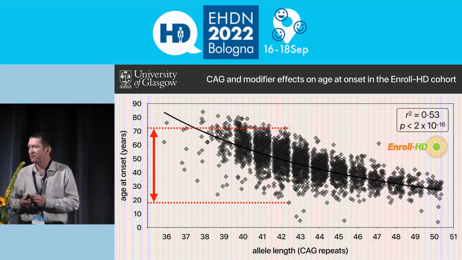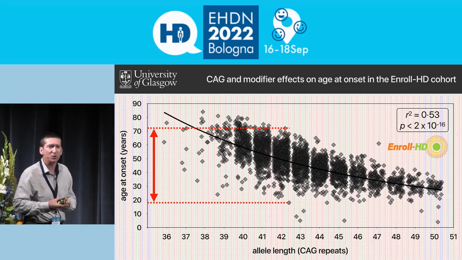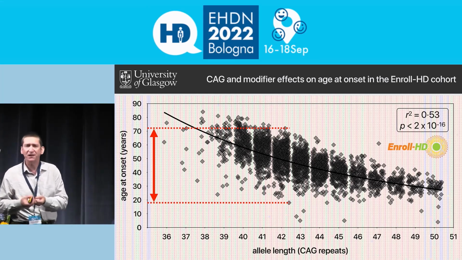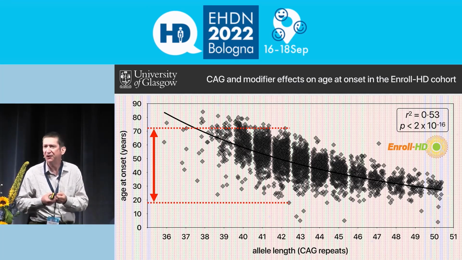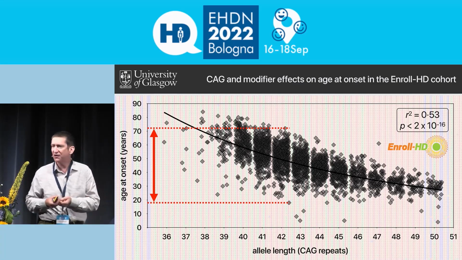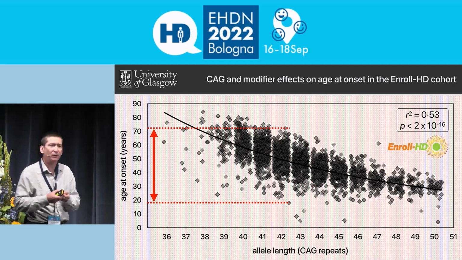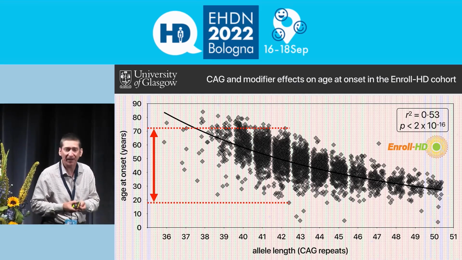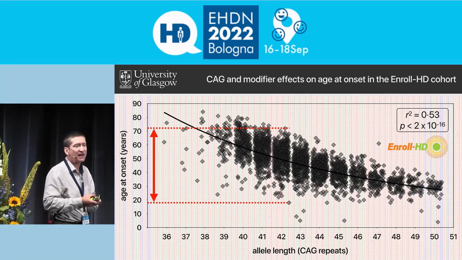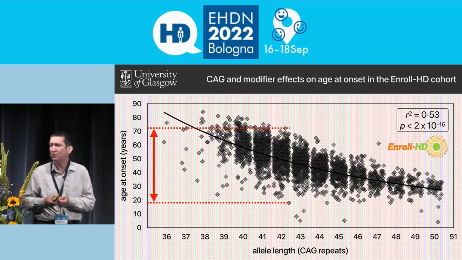So again, a slide that we've seen many times already, illustrating the important relationship between the number of CAG repeats inherited and the relative severity of the disease, as indicated here by the age of onset. So it's now quite well established that each single CAG repeat inherited from one generation to the next precipitates a 3-year decrease in the age of onset. And the number of CAG repeats accounts for around 50% of the variance in observed age of onset. So clearly the most important modifier.